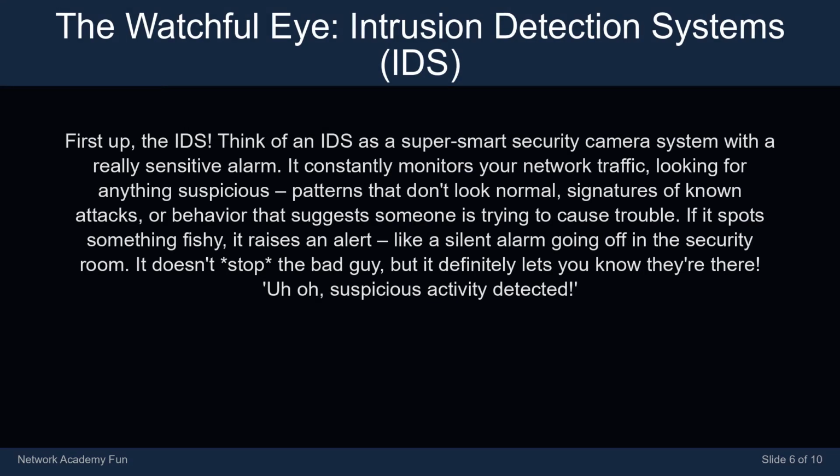First up, the IDS. Think of an IDS as a super smart security camera system with a really sensitive alarm. It constantly monitors your network traffic, looking for anything suspicious, patterns that don't look normal, signatures of known attacks, or behavior that suggests someone is trying to cause trouble. If it spots something fishy, it raises an alert, like a silent alarm going off in the security room. It doesn't stop the bad guy, but it definitely lets you know they're there. Oh, suspicious activity detected.